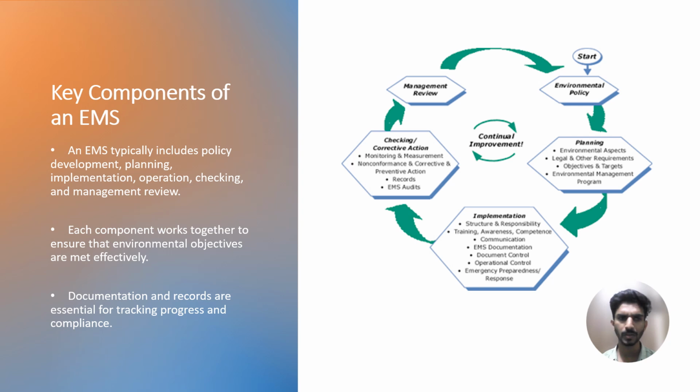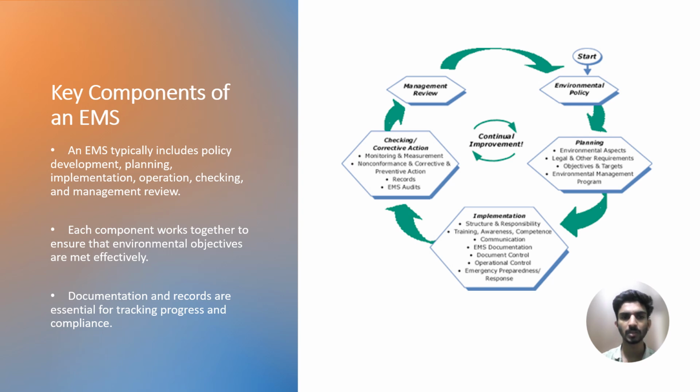So what are the key components of EMS that are going to be implemented here? Let's see it. You need continuous improvement. You need to start, and first, an environmental policy needs to be followed. According to that, planning needs to be done, then implementation, checking, and management review. If you are able to achieve this four-step cycle, then you should be able to achieve a good environmental management system as an organization. So what are the key components?